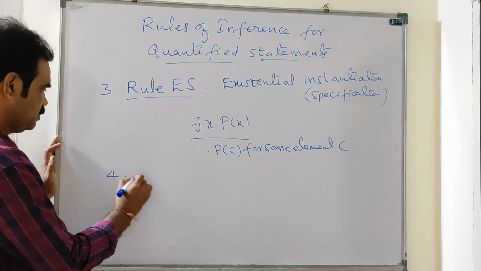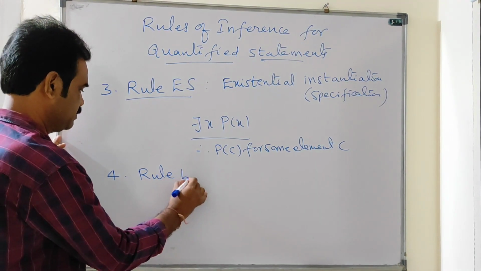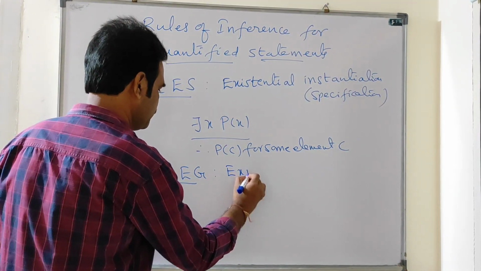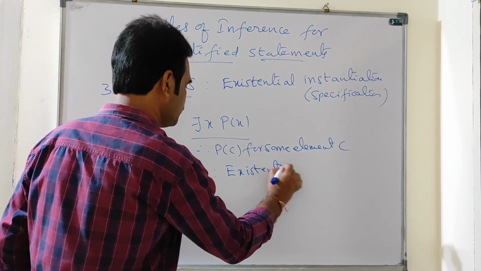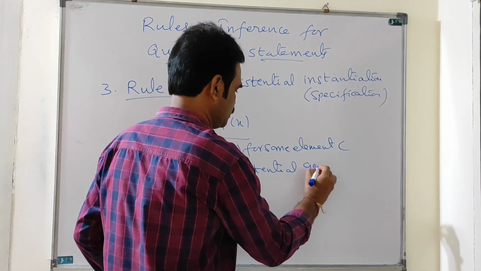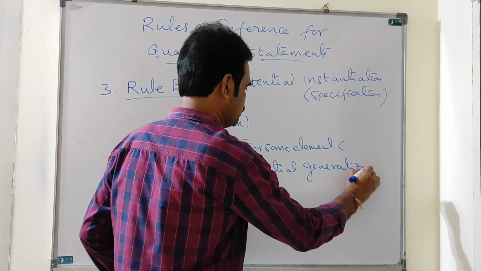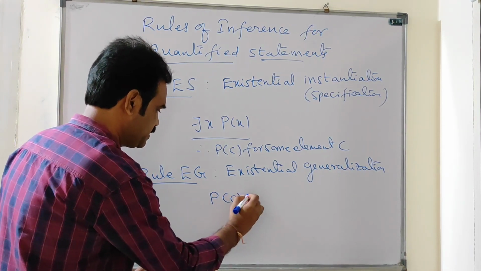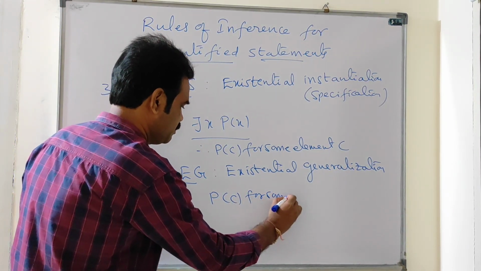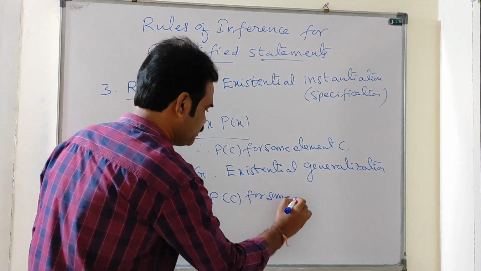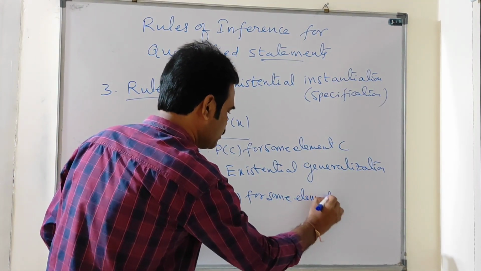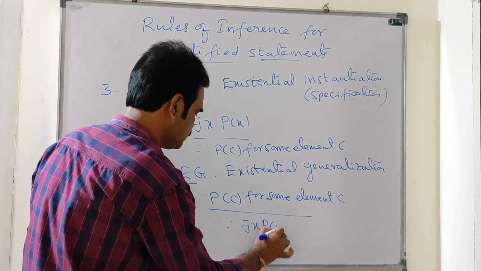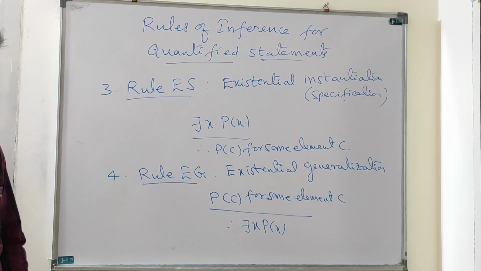Next rule, rule EZ. That is existential generalization. That is p of c for some element c, therefore there exists x, p of x. This is rule EZ.